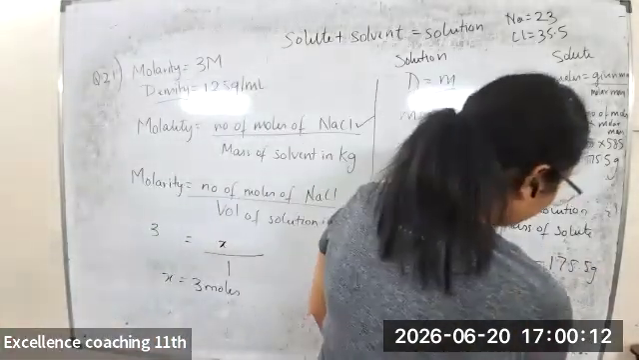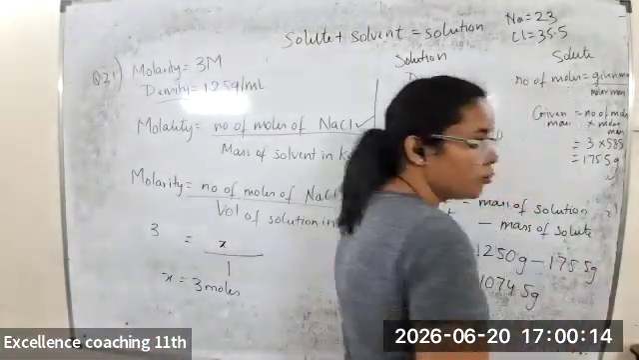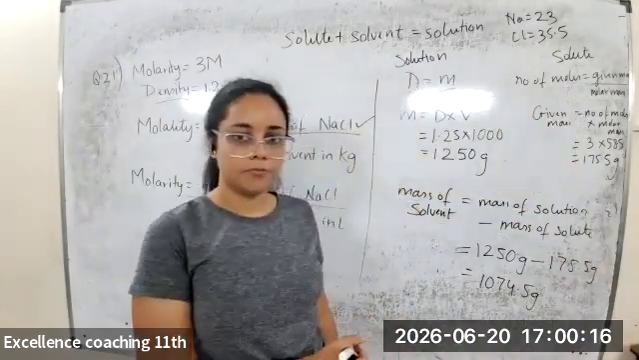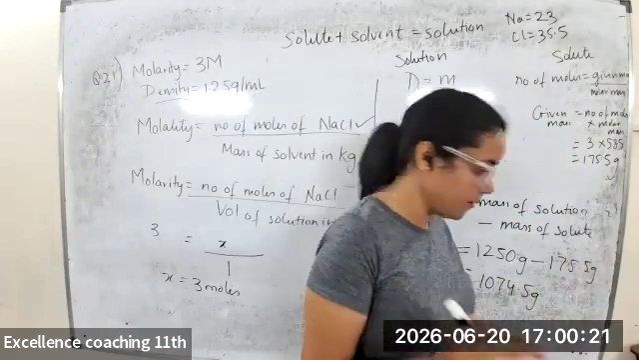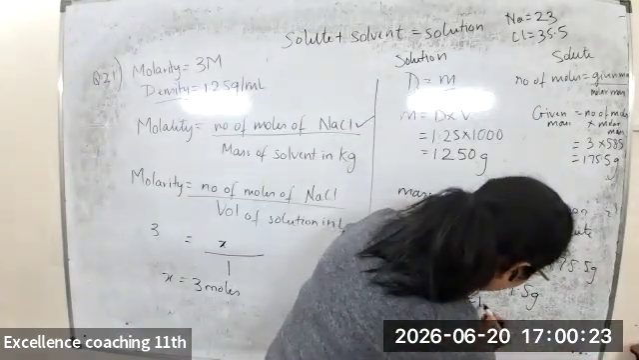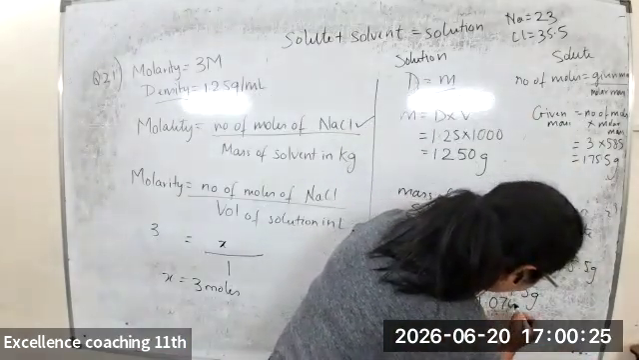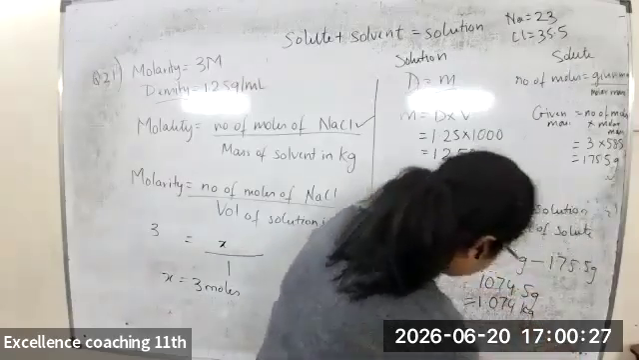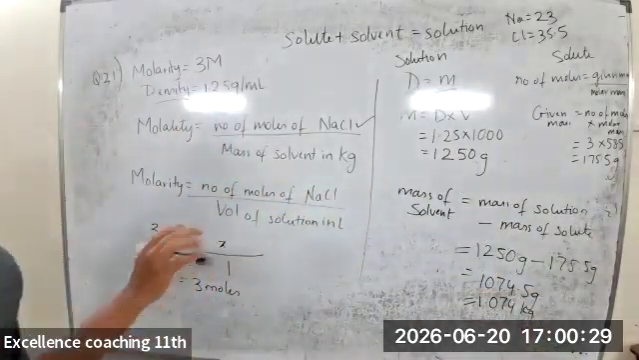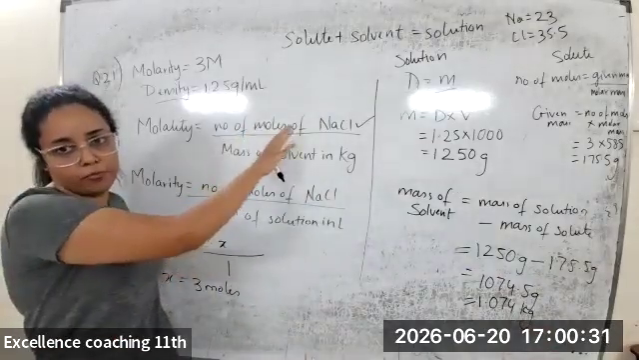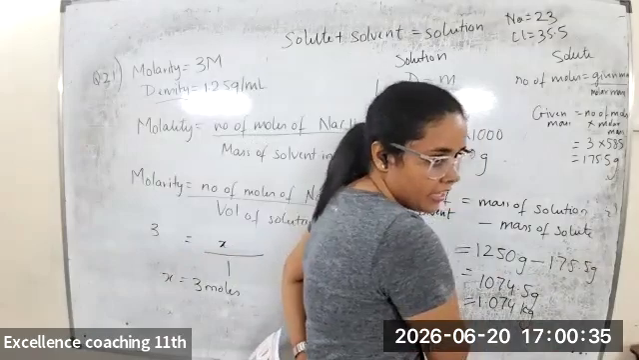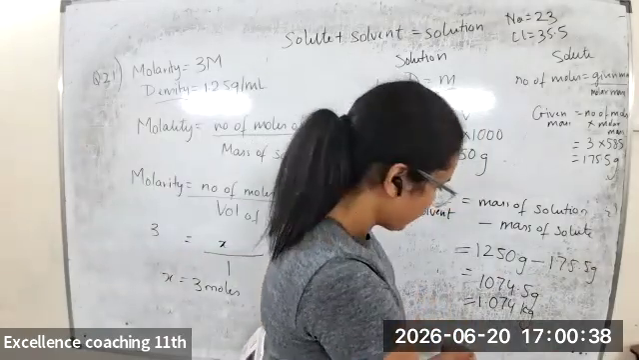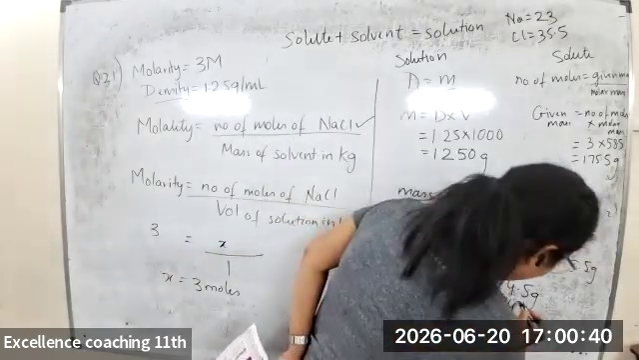Yeah. Now I want to convert grams to kg. What will I do? Divide by 1000, right? So what answer will I get? 1.074 kg. So now we have found, first we knew the number of moles of NaCl, and now we have found the mass of the solvent in kg. Okay, fine.